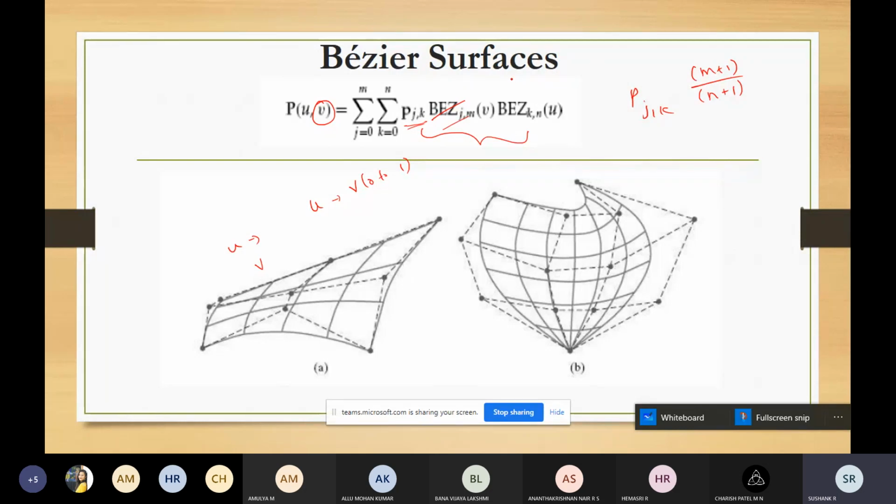And also, why are these surfaces used? They are used for designing interactive applications. So this is with respect to the Bezier curve surfaces.